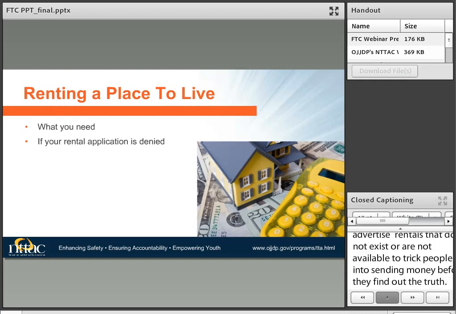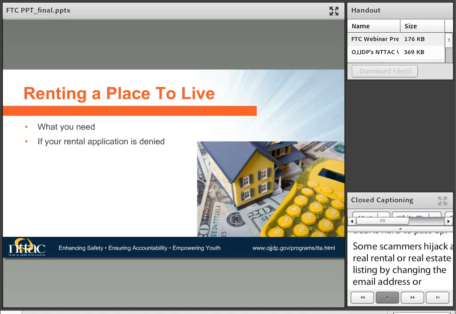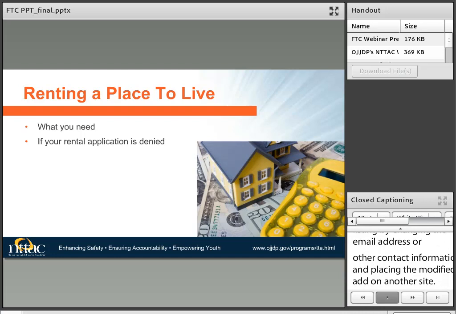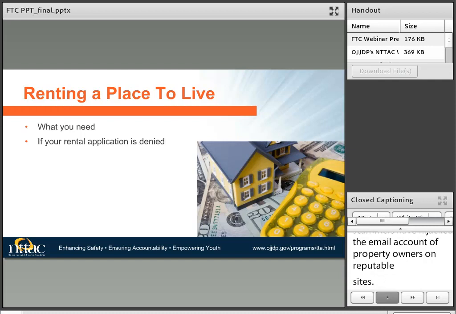Some scammers hijack a real rental or real estate listing by changing the email address or other contact information and placing the modified ad on another site. The altered ad may even use the name of the person who posted the original ad, and in other cases, scammers have hijacked the email accounts of property owners on reputable sites. Other rip-off artists may make up listings for places that aren't for rent or don't exist and try to lure you in with the promise of low rent or great amenities. And so the bottom line is, their goal is to get your money before you find out.